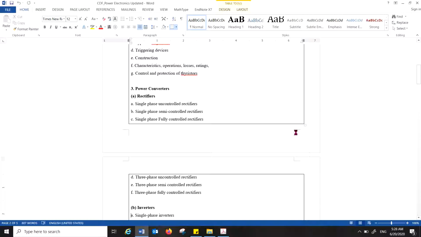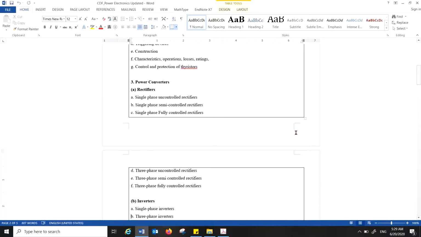And three-phase uncontrolled, three-phase semi-controlled. Actually, we didn't discuss semi-controlled in detail; you just need to have an idea of what it is. Then we discussed three-phase fully controlled rectifiers. There are also dual converters, which can operate in four quadrants: two converters connected back to back in opposite configuration.